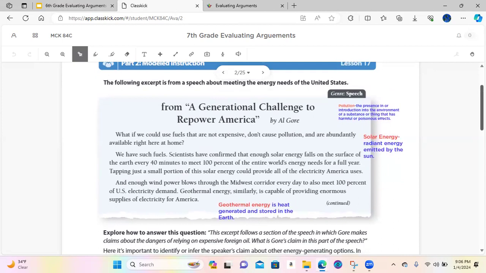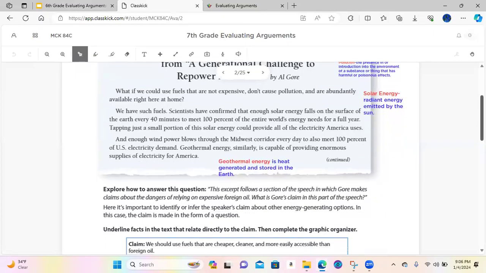From a Generational Challenge to Repower America by Al Gore. What if we could use fuels that are not expensive, don't cause pollution, and are abundantly available right here at home? We have such fuels.